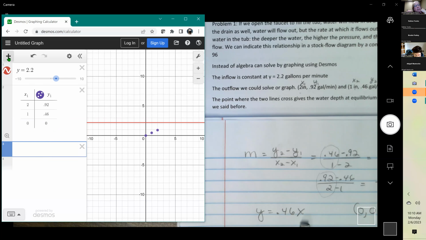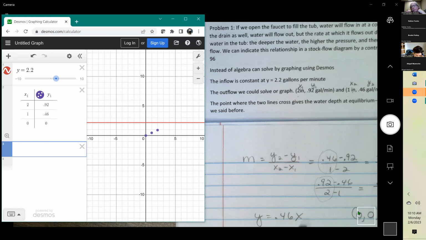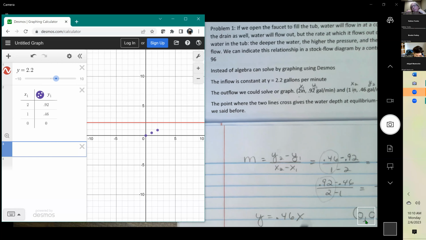You hit this plus sign and you go down to table. And that's how I got these. And then I just typed in the points that I had, this one, and I knew when the tub was at 0, then there was no water coming out of it.